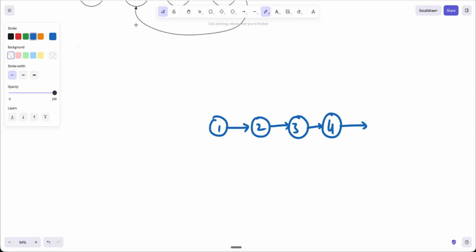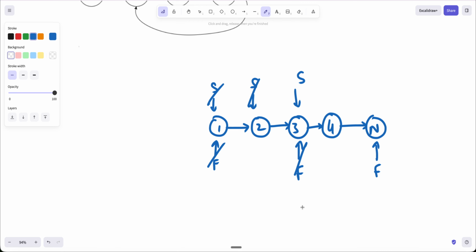So let's say I have this particular linked list, and I have a slow person and a fast person. Slow person walks at speed 1x, fast person walks at 2x speed, and this is the null node, the end of the linked list. That means they will never meet, slow and fast person will never meet.